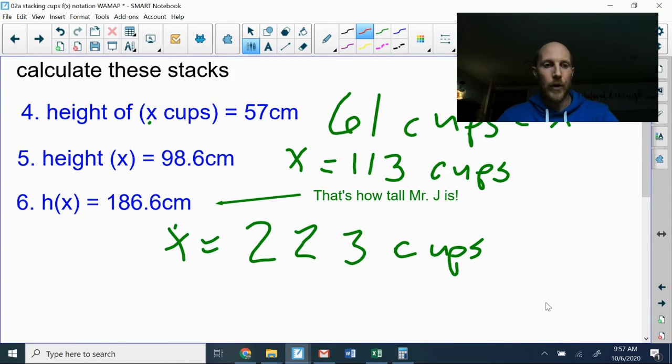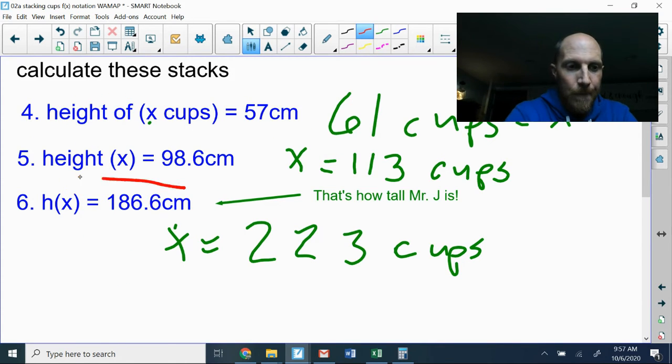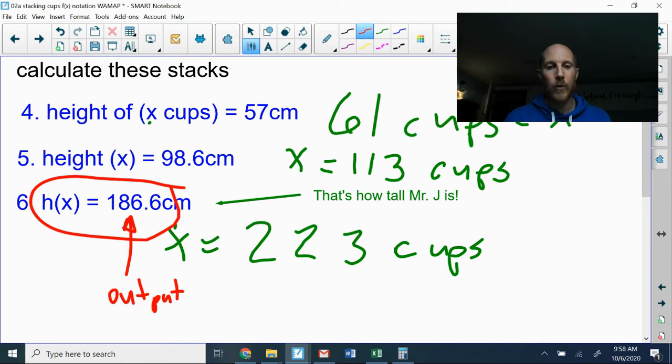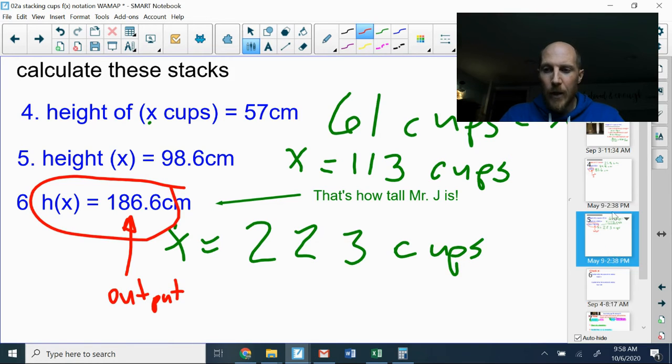And then over here, I also used function notation. So I'm still talking about h is the height, and inside the parentheses, that is my input, or the x number. But for this series of questions, I did not give you a number of cups. We had to find out. It was a mystery number of cups. What I told you was the output. We're looking for a height of cups that was 186.6 centimeters, and we had to work backwards, well, in the other direction on our table, to find out the number of cups that it would take.